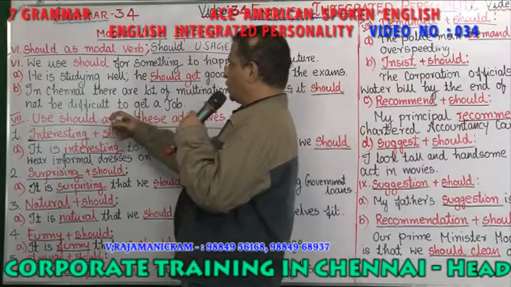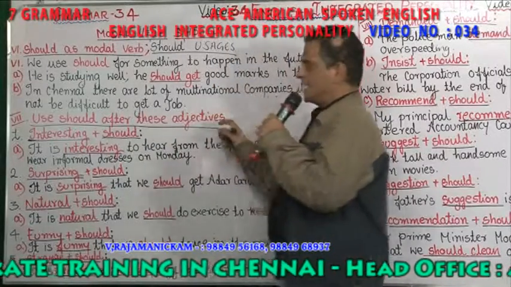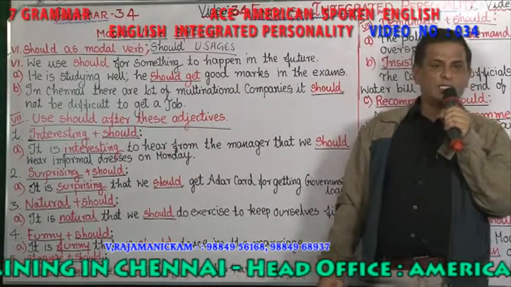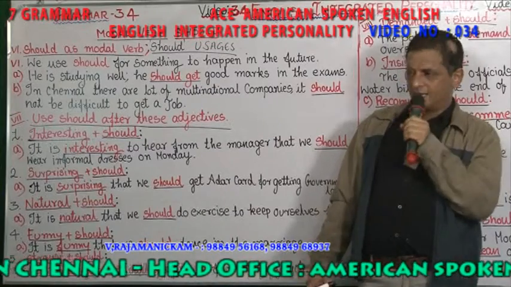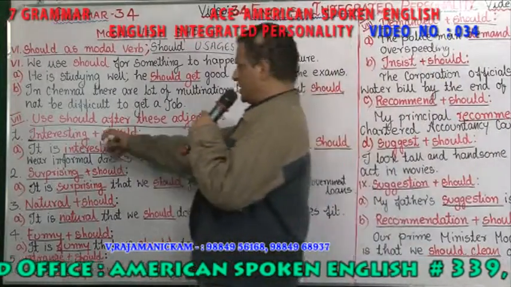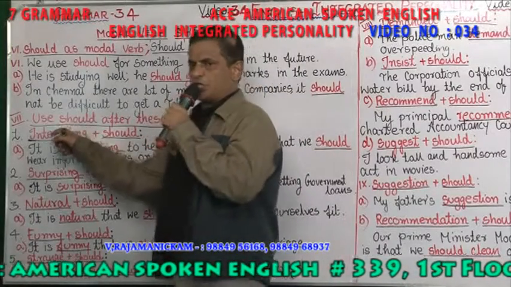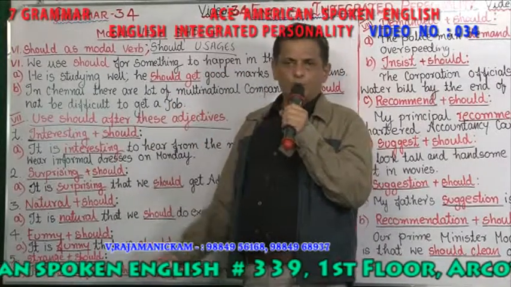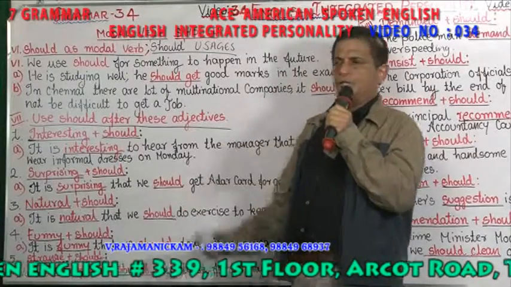So we use should after these adjectives. What are the adjectives? All the -ing words are adjectives. All the past participles are adjectives. See, interesting is an adjective. You are using interesting with should.